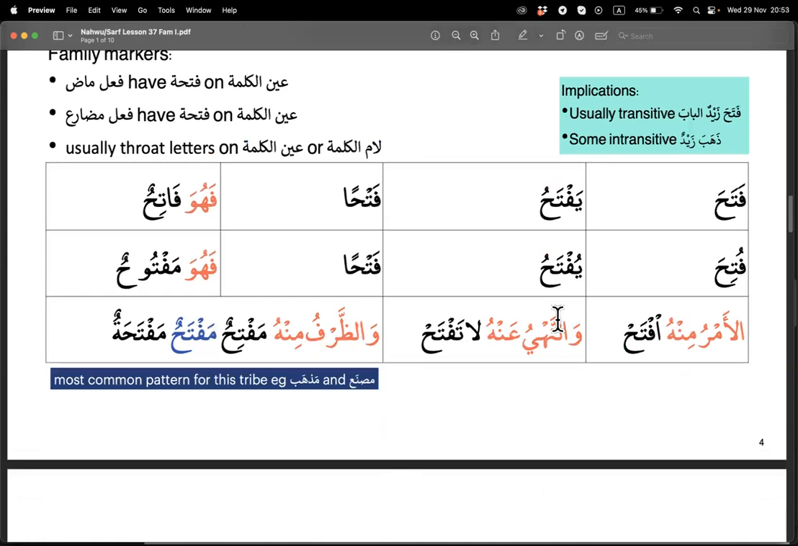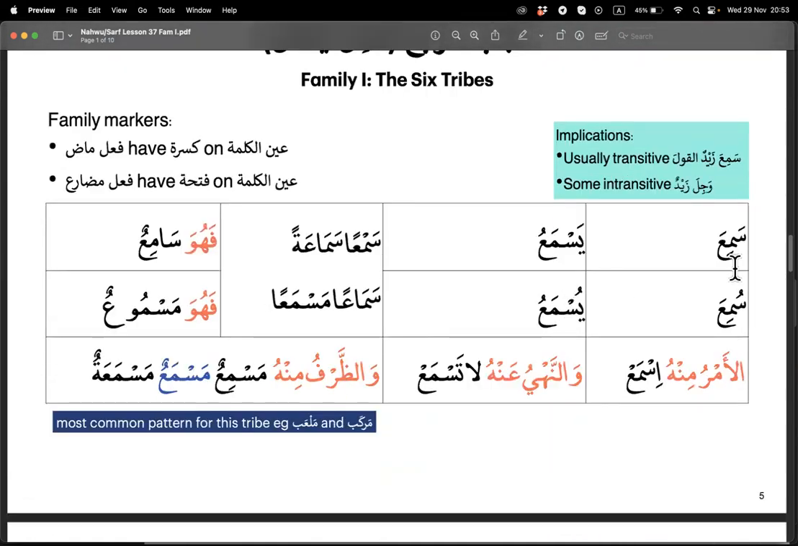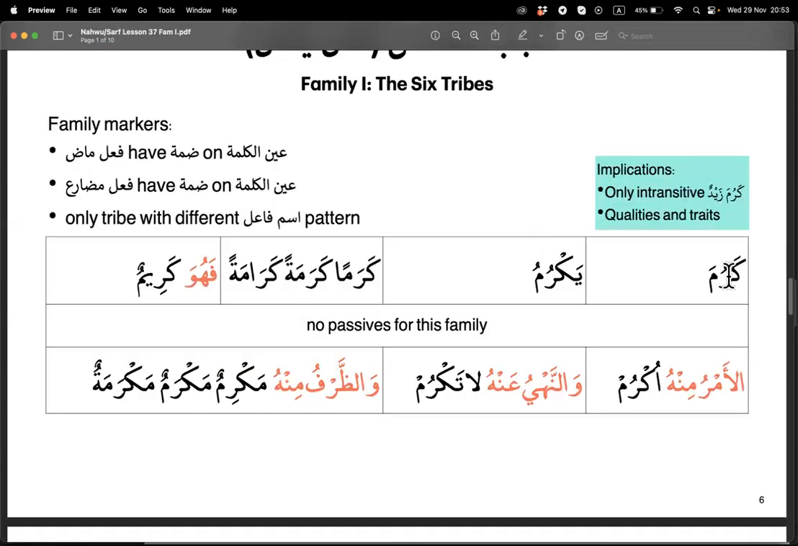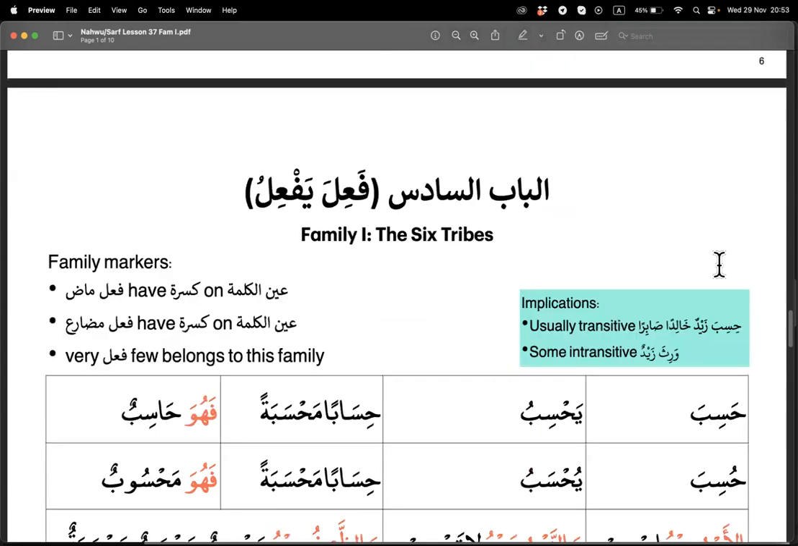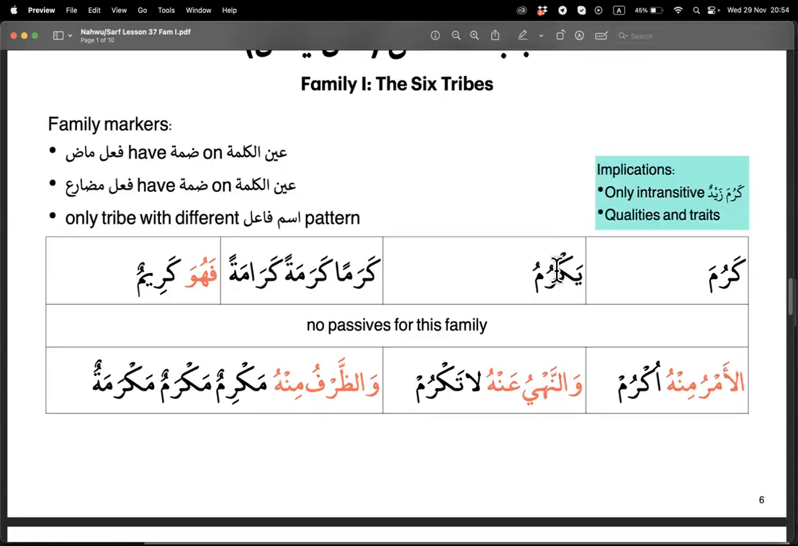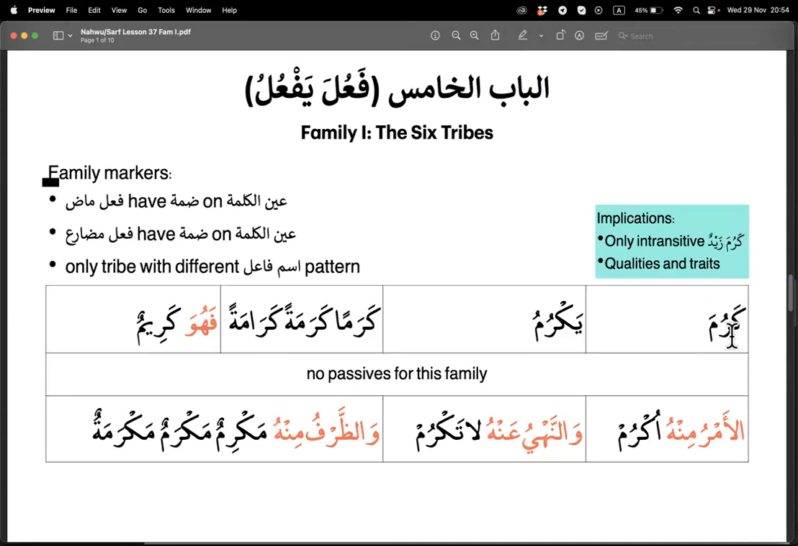That's 3. Number 4, Sami'a Yasma'u, Kasrah Fathah. Number 5, Hasiba Yahsibu, Kasrah Kasrah. I will explain why this is not in that order. And then the last one, Karuma Yakrumu. Okay, so 6, you have to remember Madi Mudhari. Actually, you don't have to remember if you don't want to. It's really up to you.